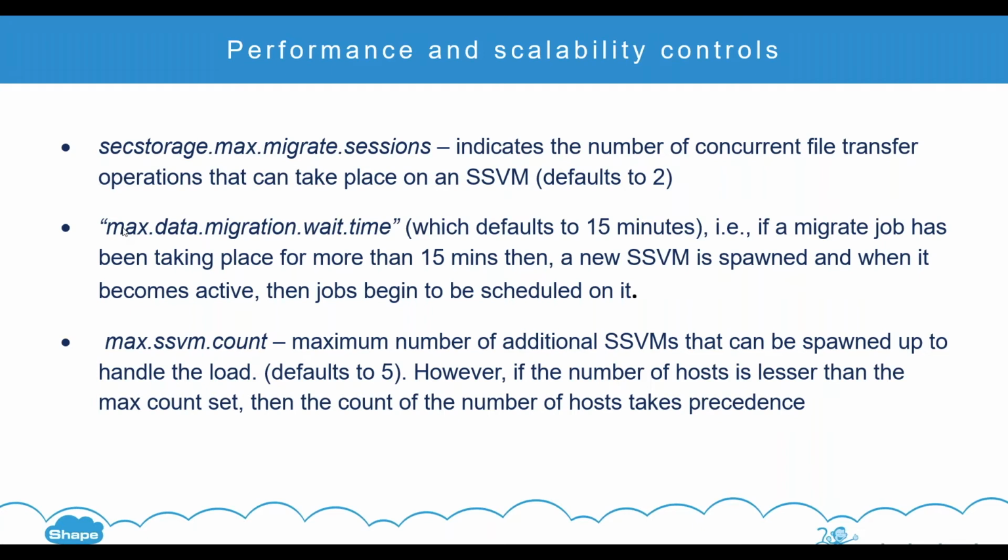After this time, CloudStack will look and say, okay, I've waited 15 minutes. It's been ongoing for 15 minutes. I've still got work to do. I'm going to go and spawn another SSVM and let it now take its 2 sessions and start working concurrently. It will keep going and keep spawning additional SSVMs to increase the performance until it hits this max SSVM count parameter. So the idea is it's effectively auto-scaling itself to try and do that work as quickly as it can.